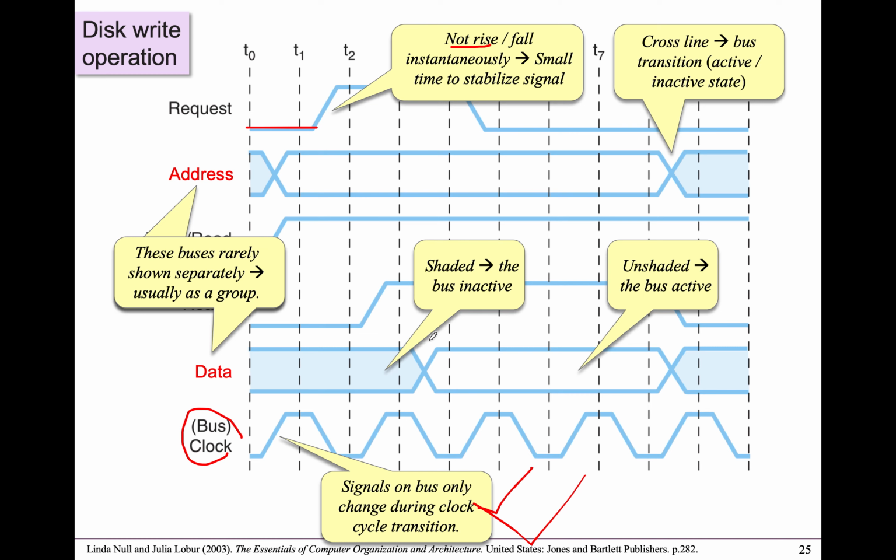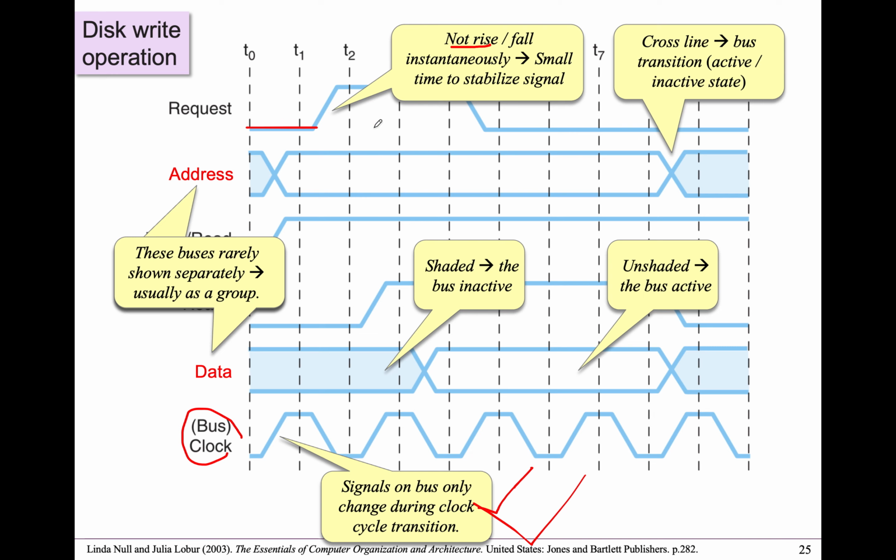And if there is something like this, what is the meaning? You need to know this is shaded, which means the bus is inactive. And if there is no color like this, it's white, it is called unshaded, which means the bus is active. This one is your bus request and so on. This one is data and so on.